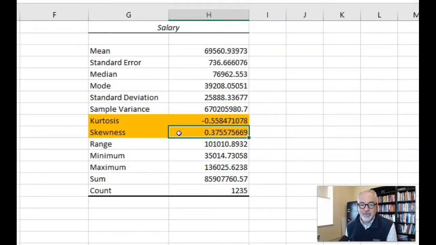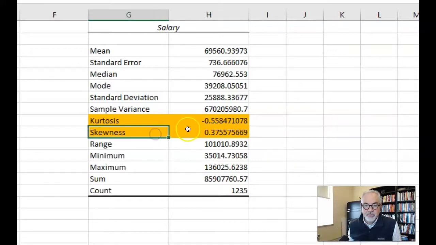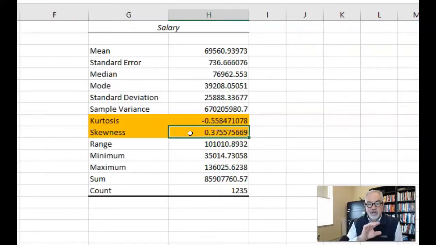a number called skewness. So when you think about a normally distributed graph, it looks like a bell shape. So kurtosis is the extent to which the bell actually is higher, so it's leptokurtic, or flatter, that's platykurtic. Skewness really refers to the tail of the distribution on the bell shape.